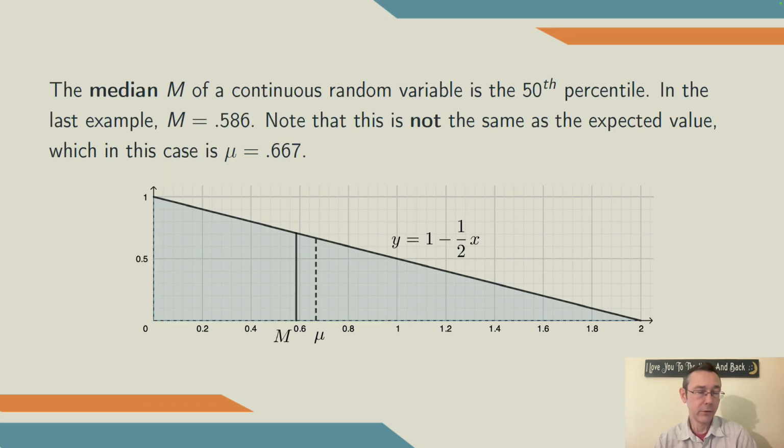The median of a continuous random variable is the 50th percentile. And so we compute the median in exactly the same way as any other percentile, doing an integral from the beginning of the support to the value m, integrating the PDF, setting that equal to 50%. In this case, we get 0.586. Notice that that's not the same as the expected value, which for this example is 2/3. Nor is the median the same as the maximum of the probability density function, that is to say, the mode of the distribution. All three of those things measure different things.